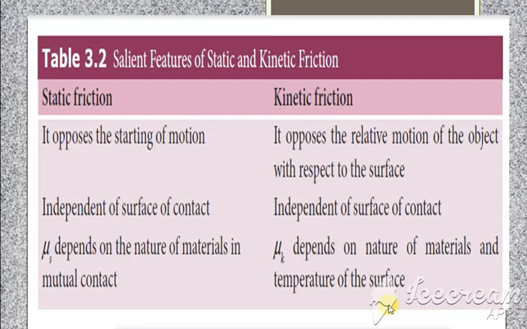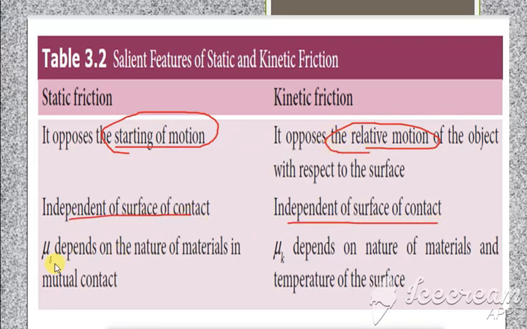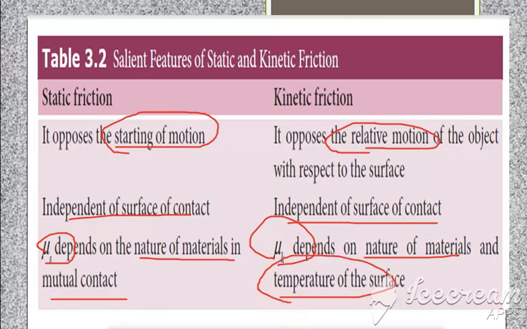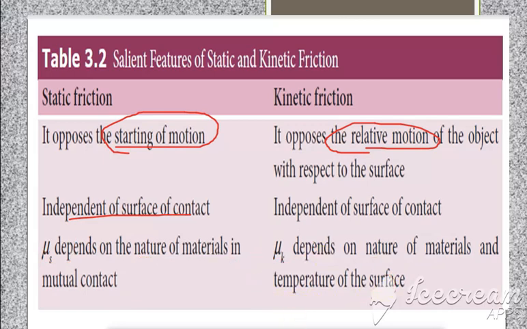Then next we have the features of kinetic and static friction. First, it opposes the starting of motion. It opposes the relative motion. Okay, so starting இதில் வந்து ப்ராப்ளமாக இருக்கும். Here relative motion is difficult. Independent of surface of contact, here also it is independent. Then mu s depends on the nature of materials in mutual contact. Here it depends on the nature of materials and also the temperature. Okay, so this is about the comparison of static and kinetic friction.